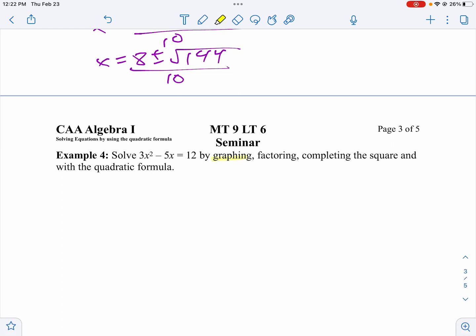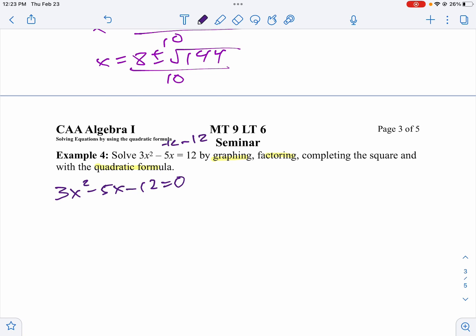In order to graph it, you have to graph the related function. So we have to make one side equal to 0, just like we have to do with factoring. It has to equal 0. And the quadratic formula has to equal 0. So we can use the same step on all three of those. So I'm subtracting 12 from both sides, so I get 3x squared minus 5x minus 12 equals 0.